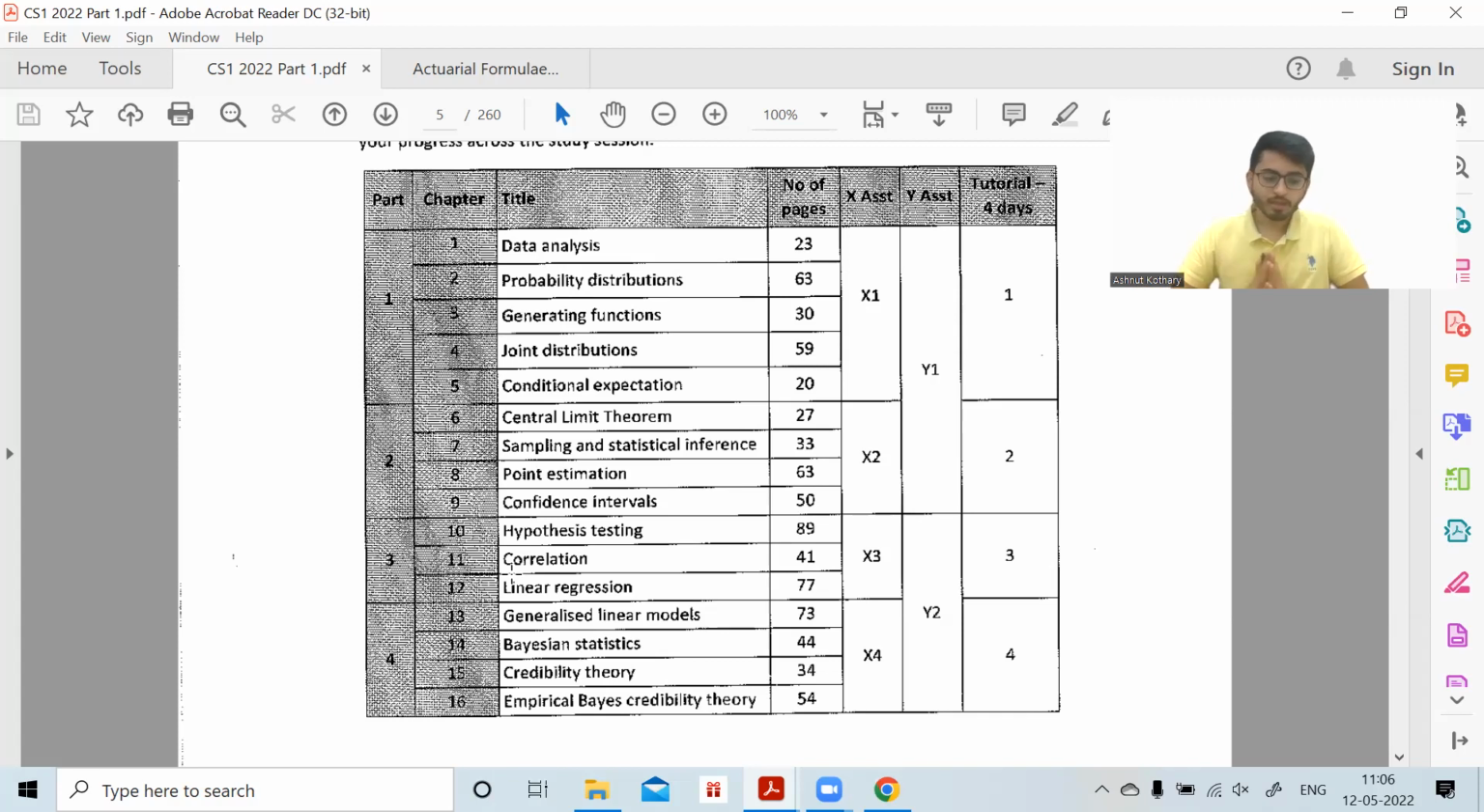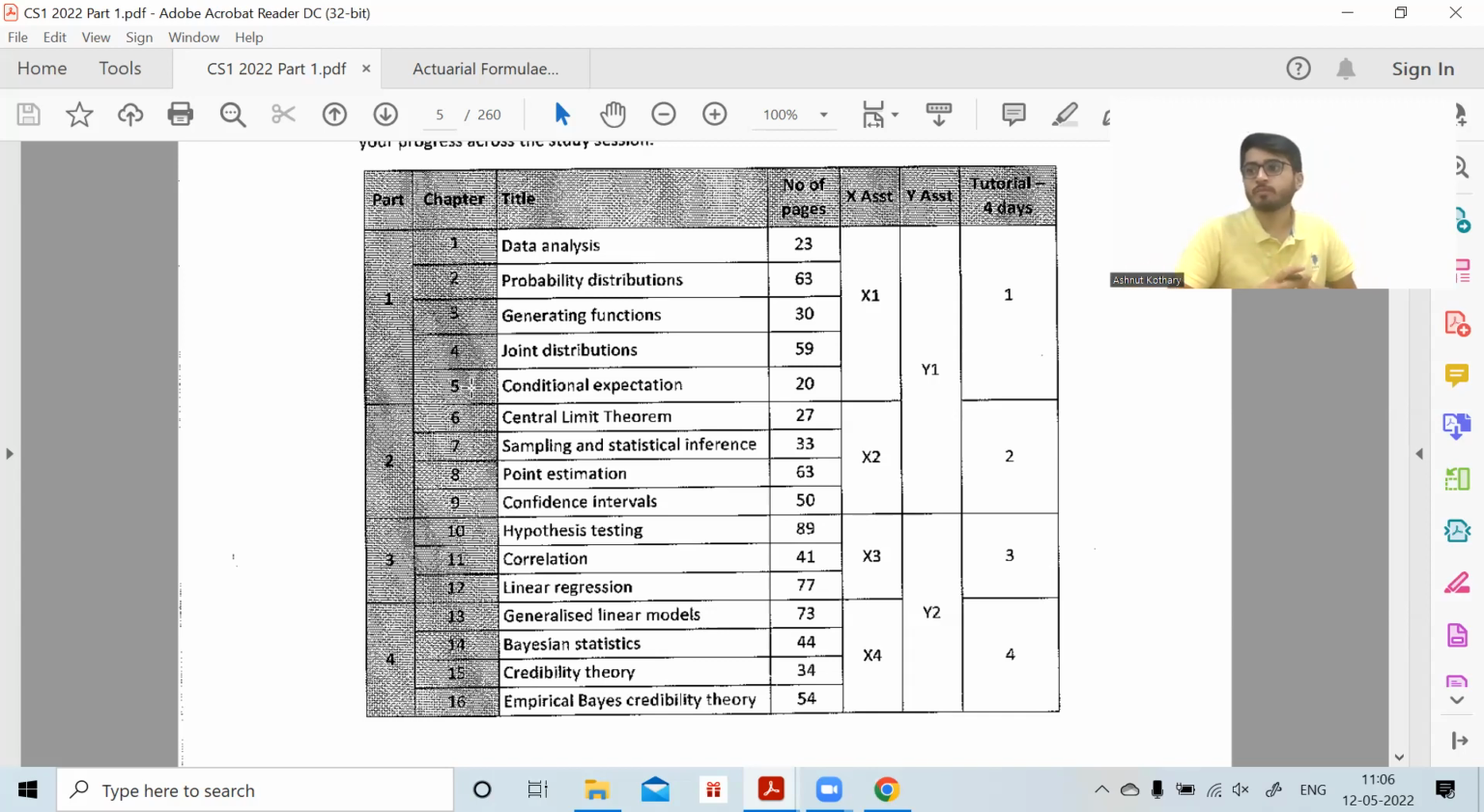Now, the entire syllabus, as you can see, has been divided into 4 parts, where the first part consists of chapters 1 to 5. The second part consists of chapters 6 to 9. The third part is chapters 10 to 12. And the final part is chapters 13 to 16. I intend to go from chapter 2 onwards seriously till chapter 16. And then chapter 1 is something which we would be doing towards the end.